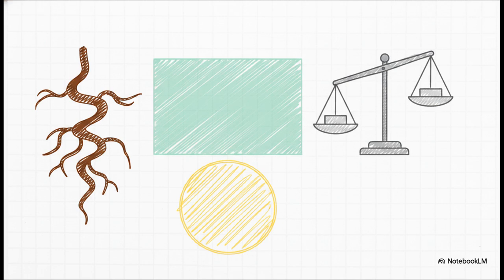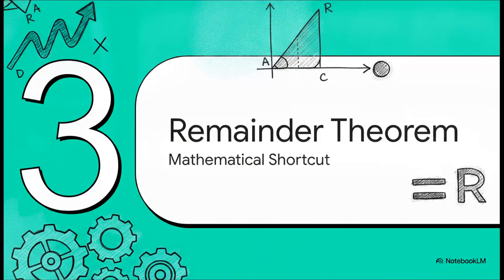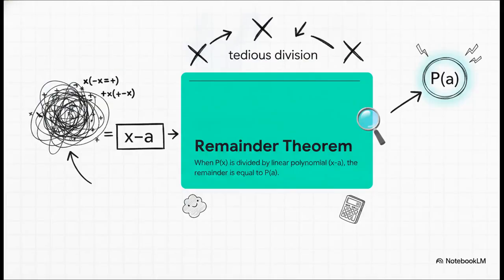Easy peasy. All right, on to Section 3, the remainder theorem. Now this is where math gets really powerful. Normally, dividing a huge polynomial by a smaller one requires tedious page-long division.